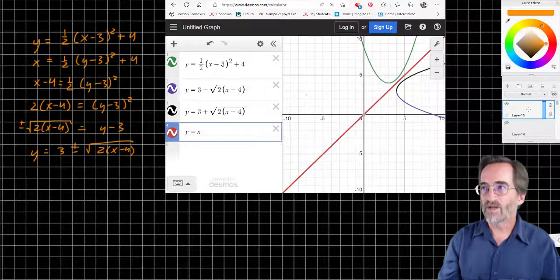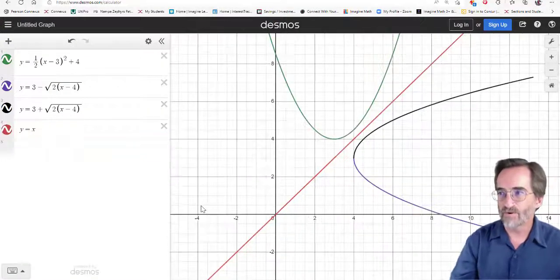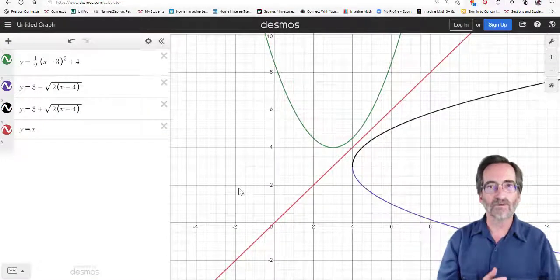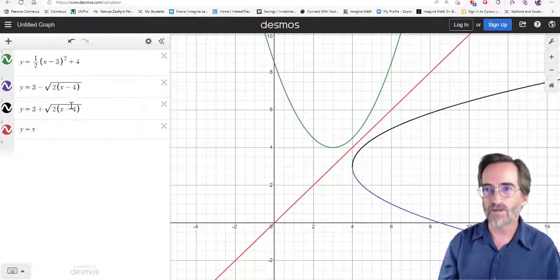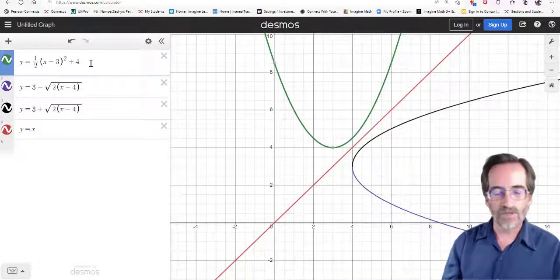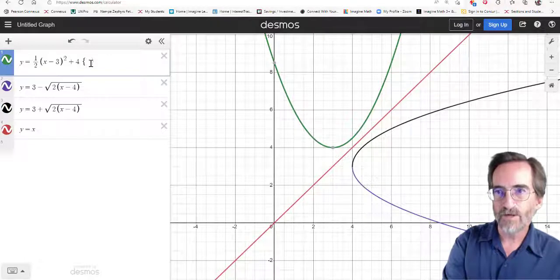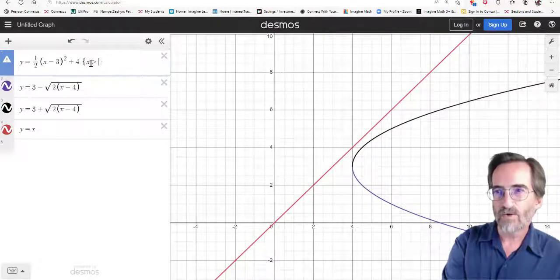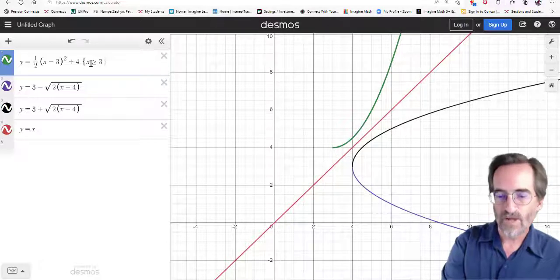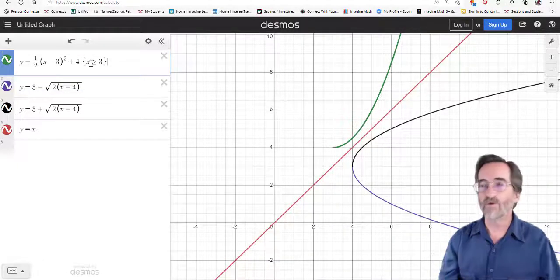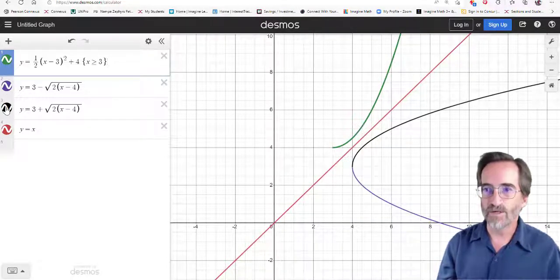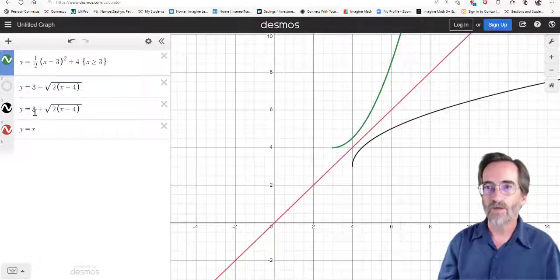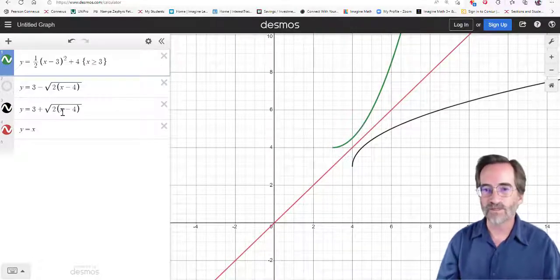But the problem is that the purple and the black together do not represent a function because they fail the vertical line test. And so what we do is we place domain restrictions on the green. Let's say I limit x to being greater than or equal to 3. That would limit me to the right-hand side of the parabola. And so the black function is the mirror image, and I'm going to eliminate the purple, right? So the inverse function of the green is 3 plus the square root of 2 times x minus 4.